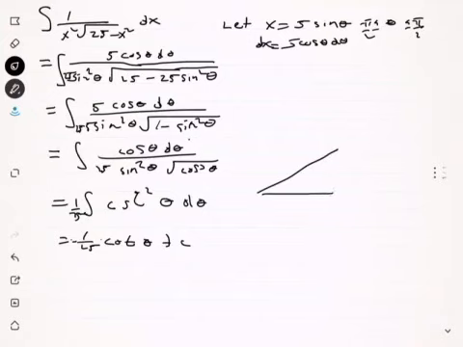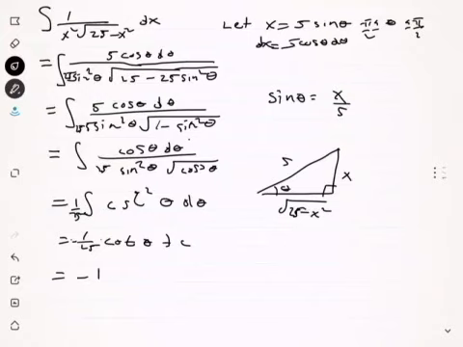But then since x equals 5 sine of theta, this means the sine of theta is equal to x over 5. So x and 5 are theta's opposite over hypotenuse, and then we just find the other side, which is going to be the square root of 25 minus x squared. And so then this is going to be minus 1 over 25, and cotangent of theta would be adjacent over opposite, so the square root of 25 minus x squared divided by x, plus c.